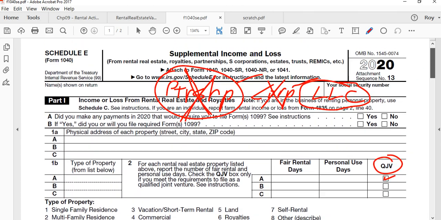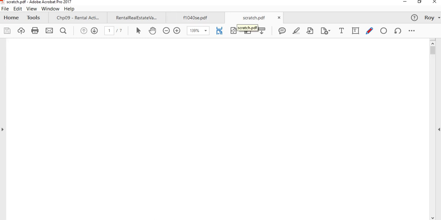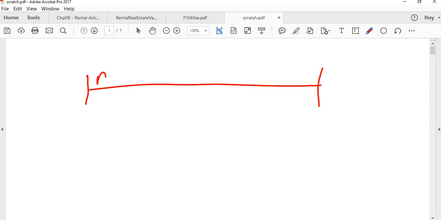So let's say that we're going to convert some personal use property, a residence, into a rental property during the year. So let's use a scratch paper here. So here's our timeline. Here's our year. And at the beginning of the year from the previous year, the property was a personal residence. But then during the year, we converted it into a rental property. So this is what we call a straight cutoff.